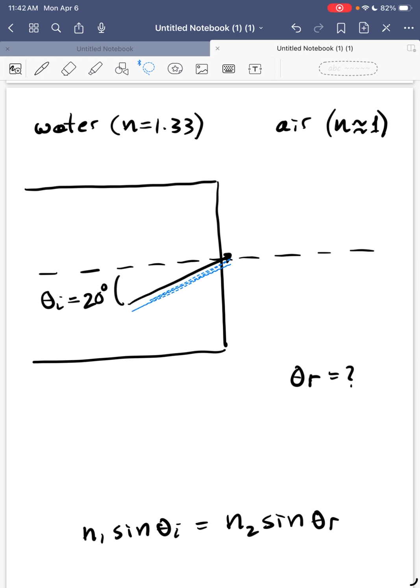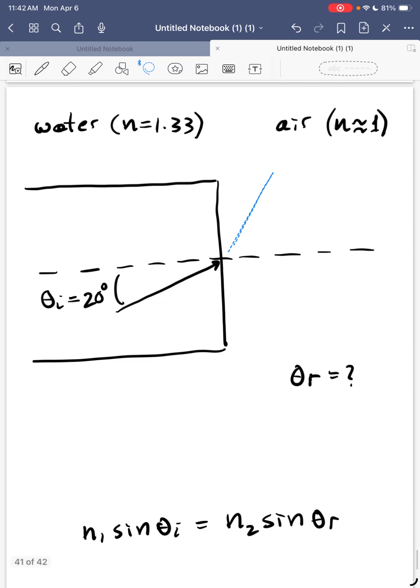So it doesn't travel straight through. It doesn't travel straight through like this. It actually bends away from the normal. So it's going to bend somewhat away from the normal. I'm exaggerating there, but this angle is going to be 27 degrees. So what it's going to look like is something probably a little bit like that. So this angle is going to be 27 degrees. That's the refracted angle.